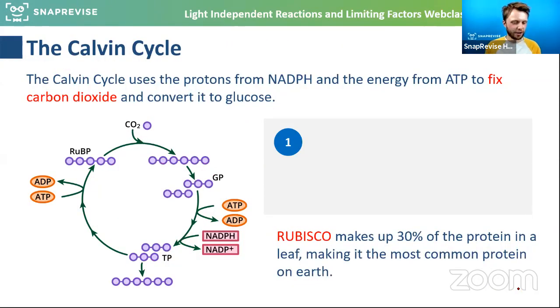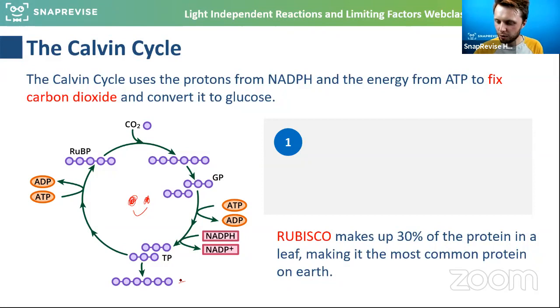Okay, so this diagram here is showing you the Calvin cycle. It looks a bit complicated, and I'll talk you through what's going on first. So the Calvin cycle is a way of producing glucose. So this little cycle going on here, I'll draw a little circle in the middle. There you go. The Calvin cycle is a way of producing glucose.